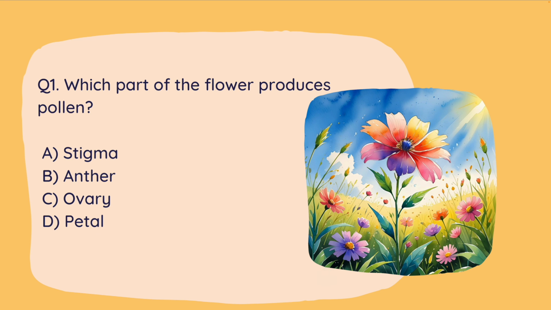Question 1. Which part of the flower produces pollen? The options are A. Stigma, B. Anther, C. Ovary and D. Petal. Now it's your time to answer the question.